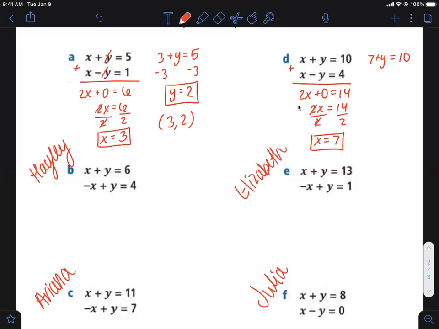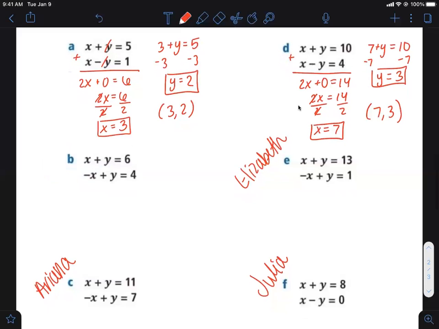Awesome. And then I subtracted the 7s from both sides. And I got y equals 3. So it would be 7 comma 3. Beautiful. That's what I got too. Anybody else not get that? Okay, thank you, Mia. All right, Haley's group, somebody's up.